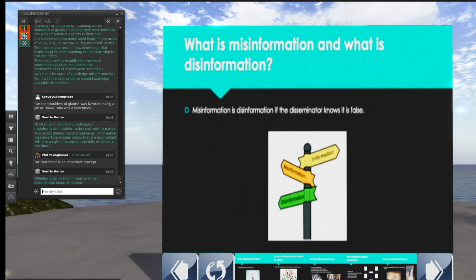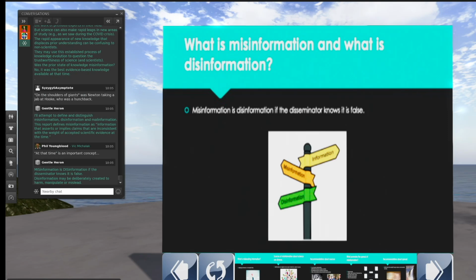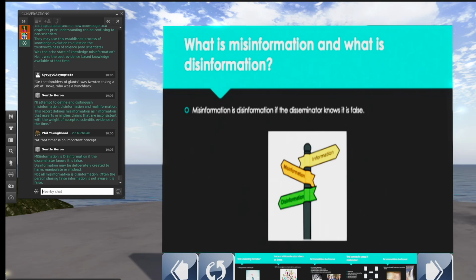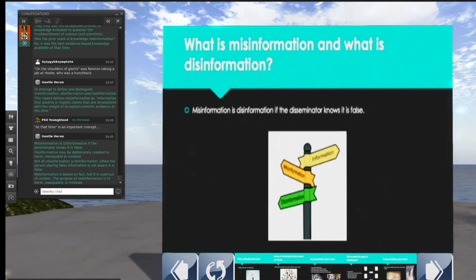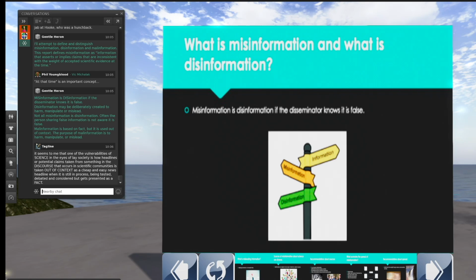Misinformation is disinformation if the disseminator knows it is false. Disinformation may be deliberately created to harm, manipulate, or mislead. Now, not all misinformation is disinformation. Sometimes, quite frequently, the person sharing false information is not aware that it is false. Malinformation is based on fact, and it is used out of context. The purpose of malinformation is to harm, manipulate, or mislead.